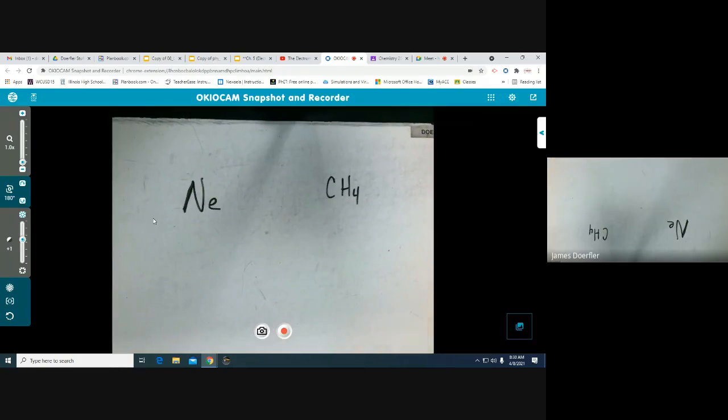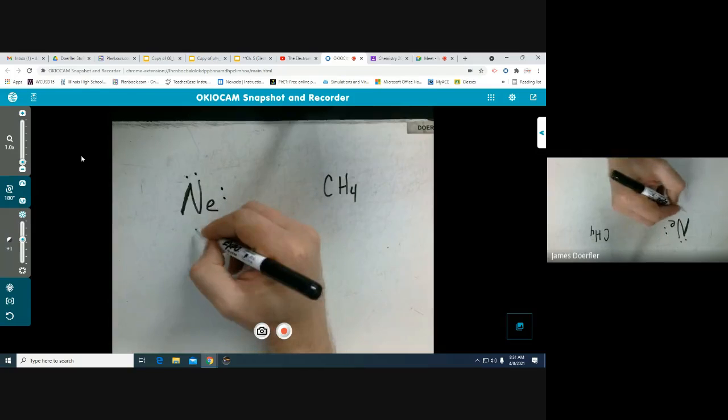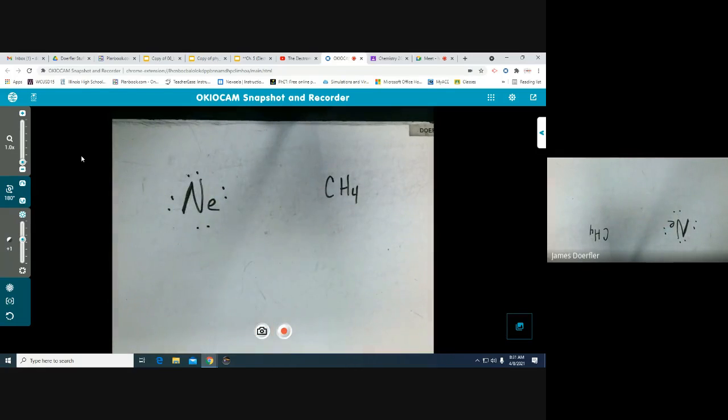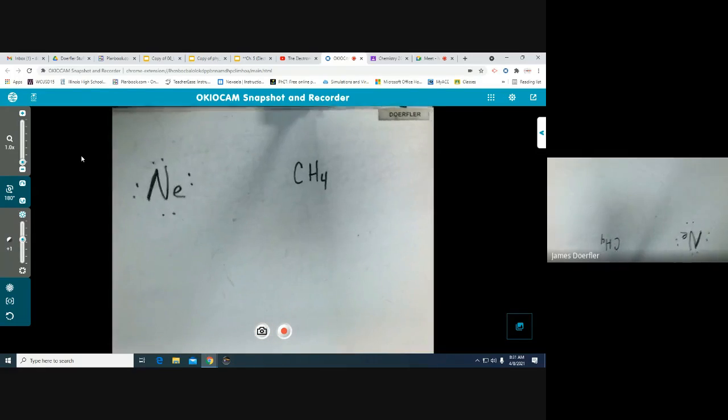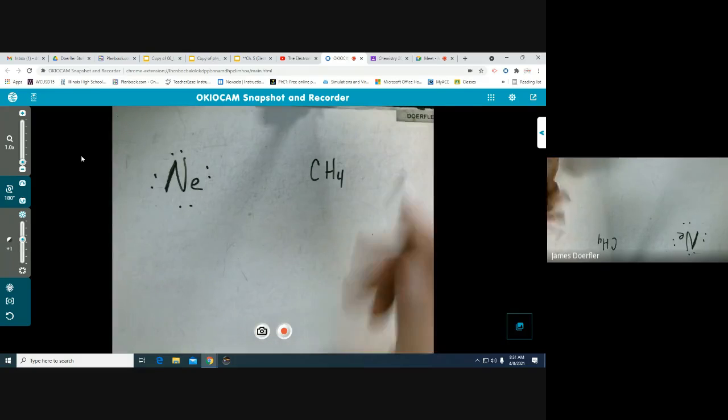Okay. So first, let's do the Lewis structure, if you will, for neon. How many valence electrons does neon have? In fact, what group is it in? What group number? 8. So it's got how many valence electrons? 8. 1, 2, 3, 4, 5, 6, 7, 8. All right. Next thing we need to do is we need to try to figure out what the Lewis structure is for CH4. So let's separate these out.